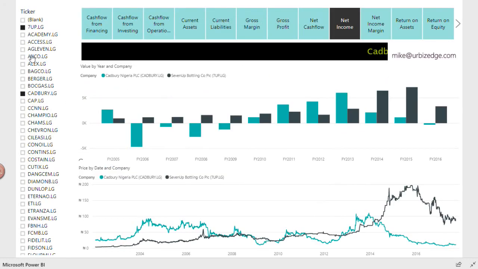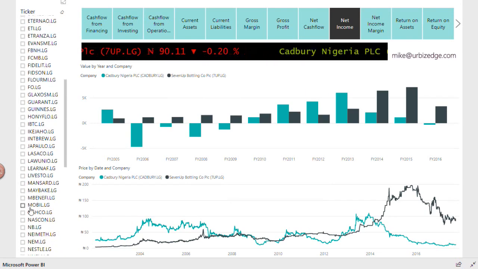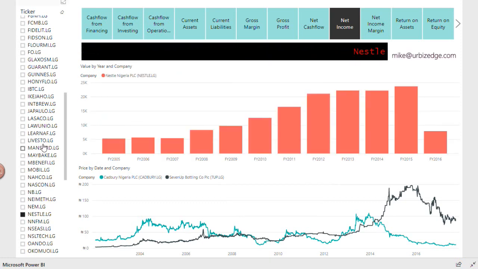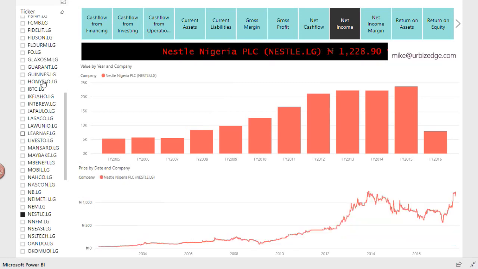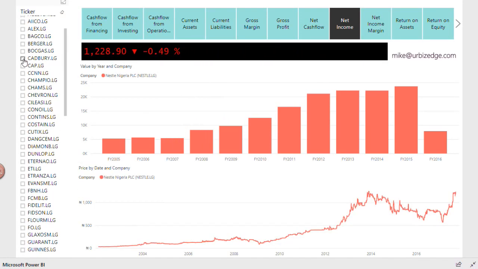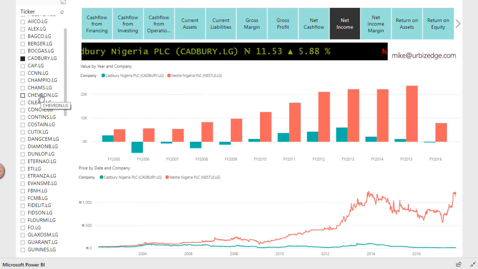So it takes you in here and you can pick any company you want to analyze. So you want to check out how Cadbury is performing relative to Nestle. So maybe I pick Nestle, and then I'm going to hold down the control key and pick Cadbury, and then I'm going to compare their performance.